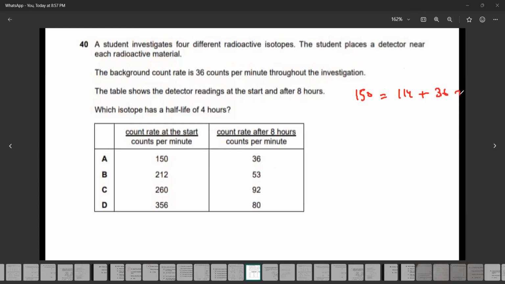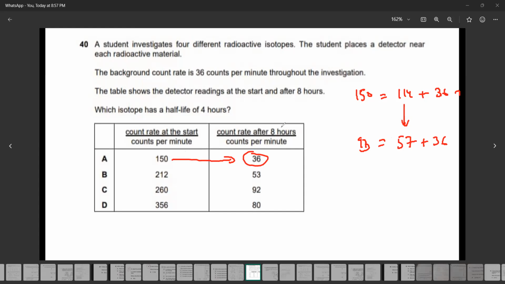Now after one half-life, only the source radiation will become half. So 114 divided by 2 equals 57. After a half-life, how many counts should the detector record? 57 plus 36, so it should record 93. But the detector is not recording 93, it is recording 36, so it cannot be.